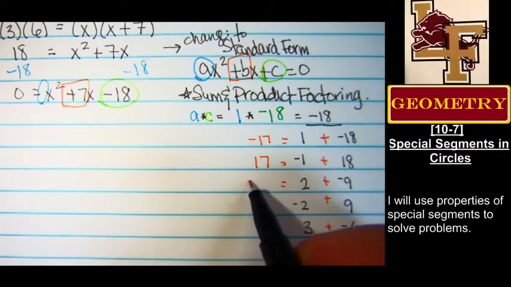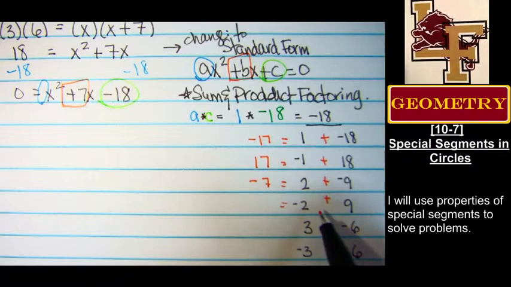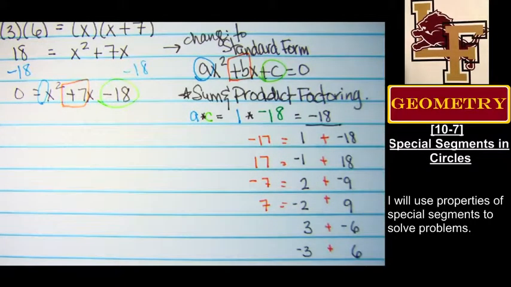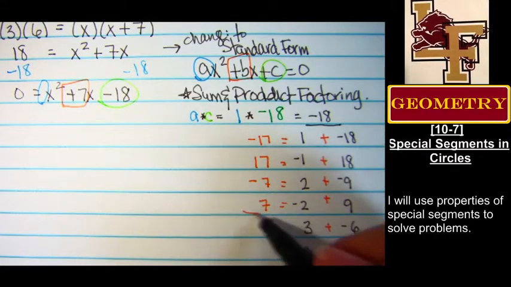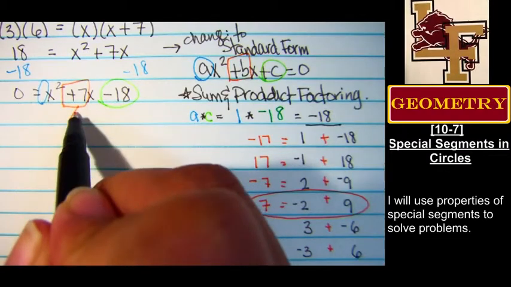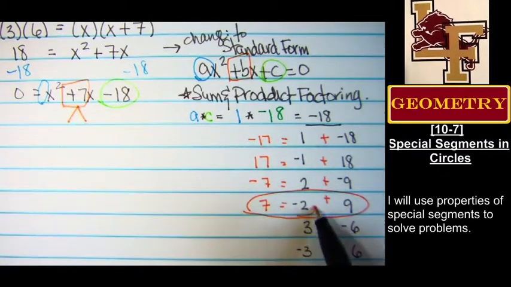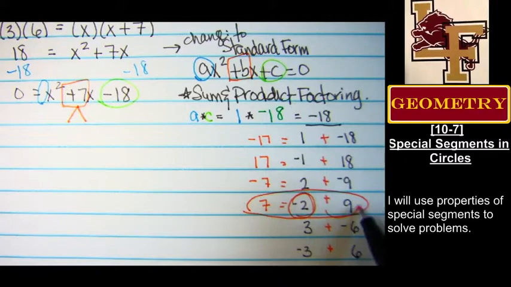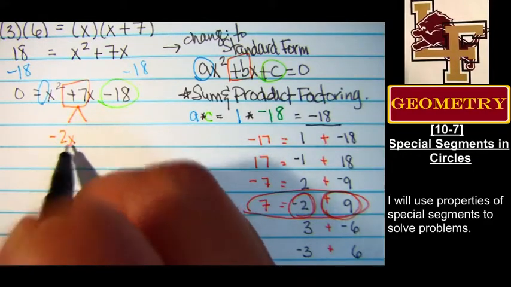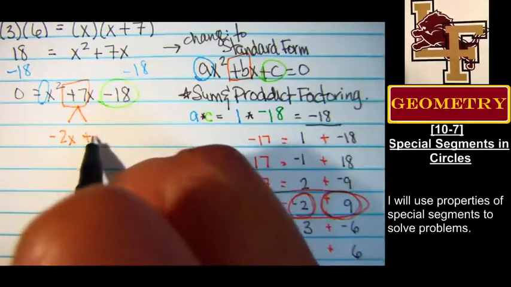2 plus negative 9 is negative 7. Negative 2 plus 9 is, there it is. I can stop now. I found one that works. So I'm not going to go any further. This is the one I want to use. And what I'm going to do is rewrite this 7 as this and this. So I'm going to have a negative 2x and a positive 9x.